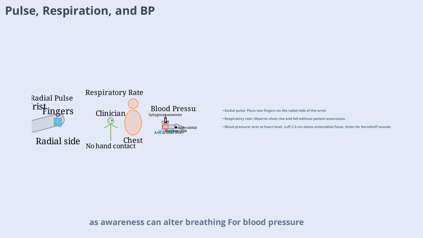For blood pressure, position the arm at heart level, apply the cuff correctly, and use a stethoscope to listen for systolic and diastolic sounds while deflating the cuff slowly. These skills ensure reliable, reproducible measurements.